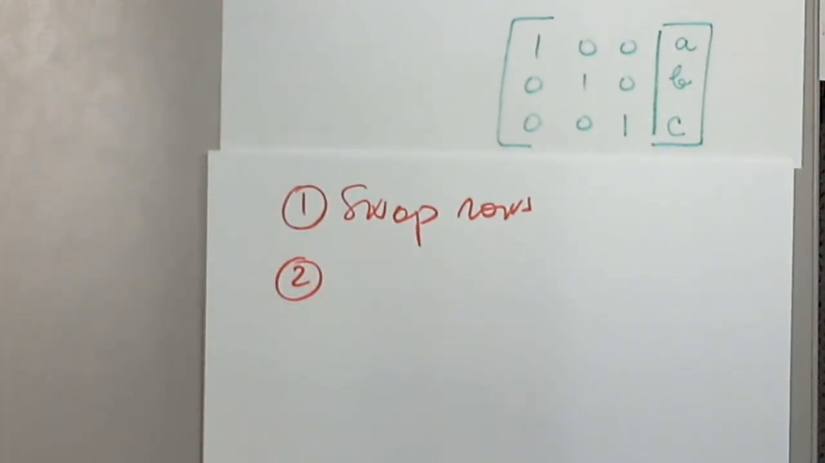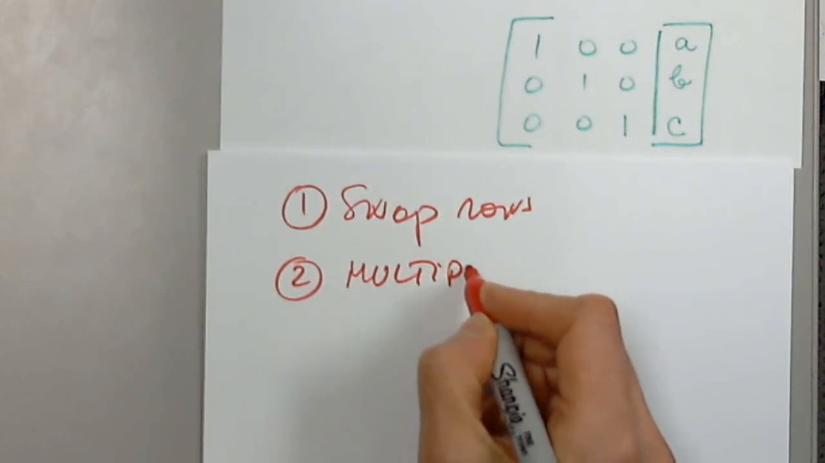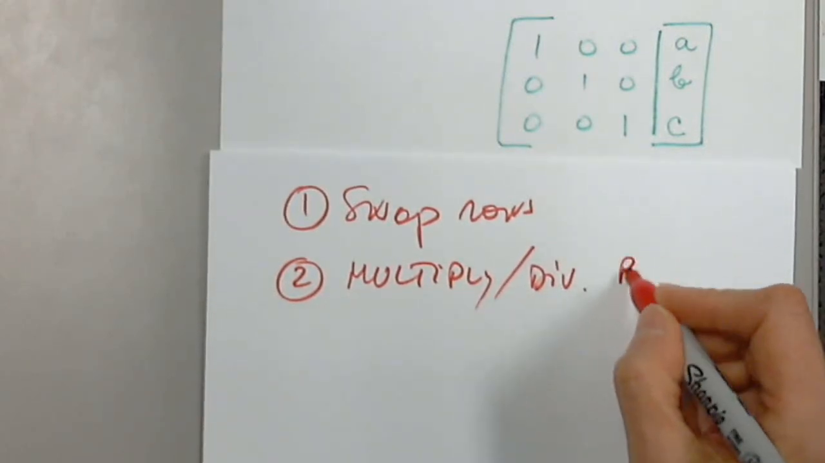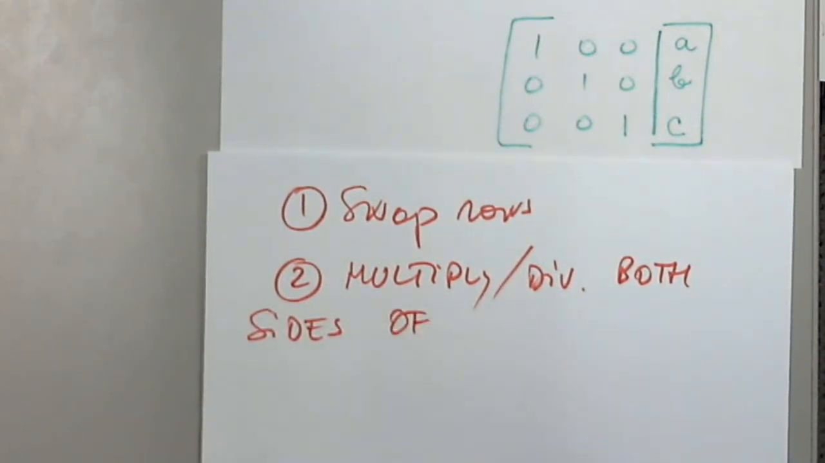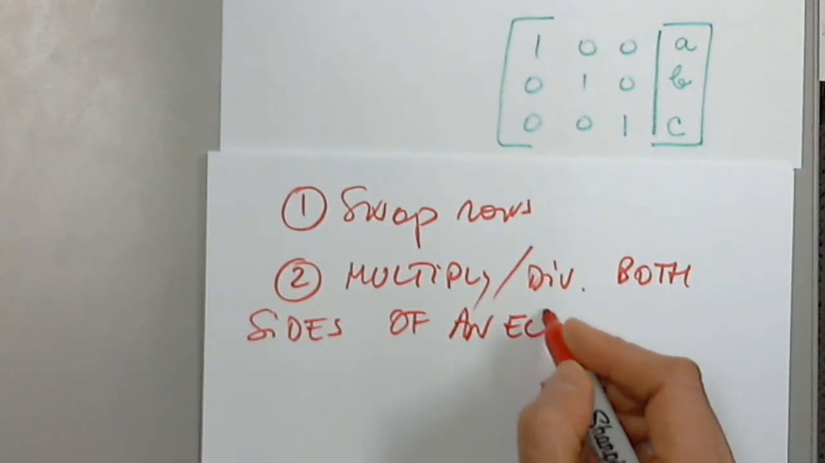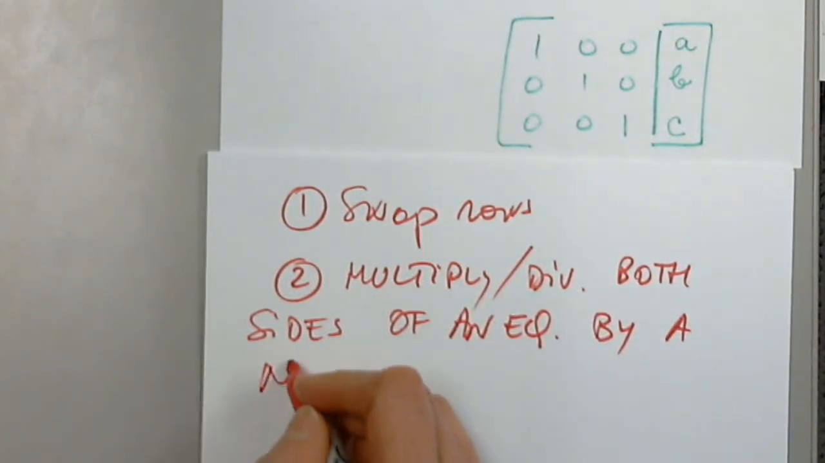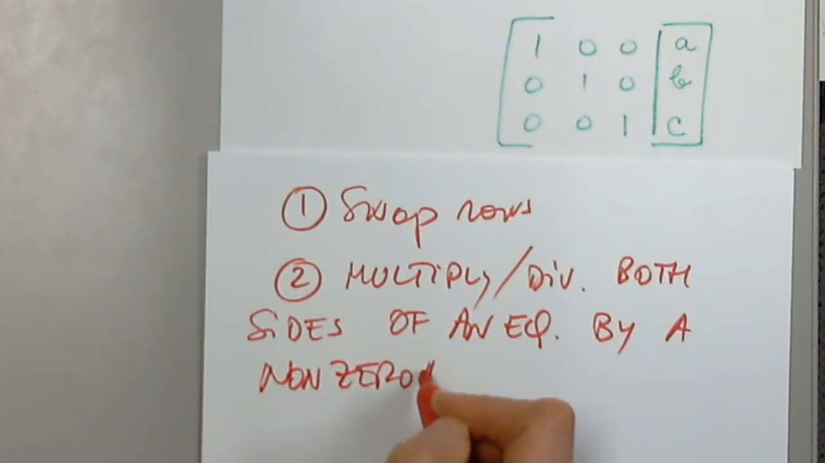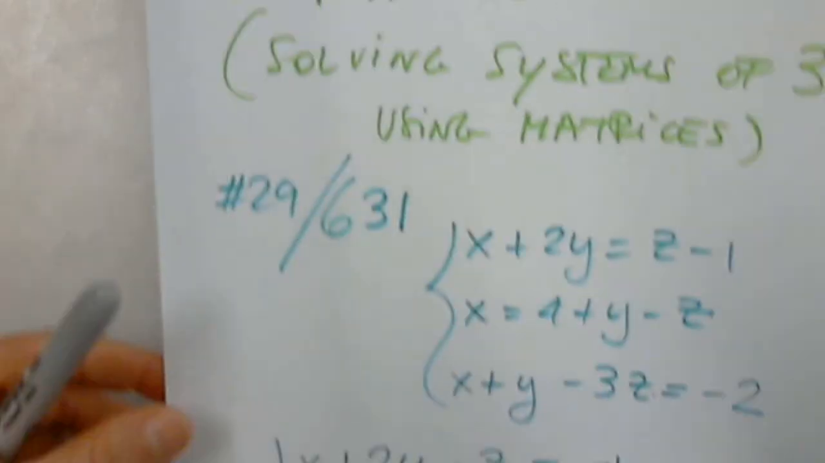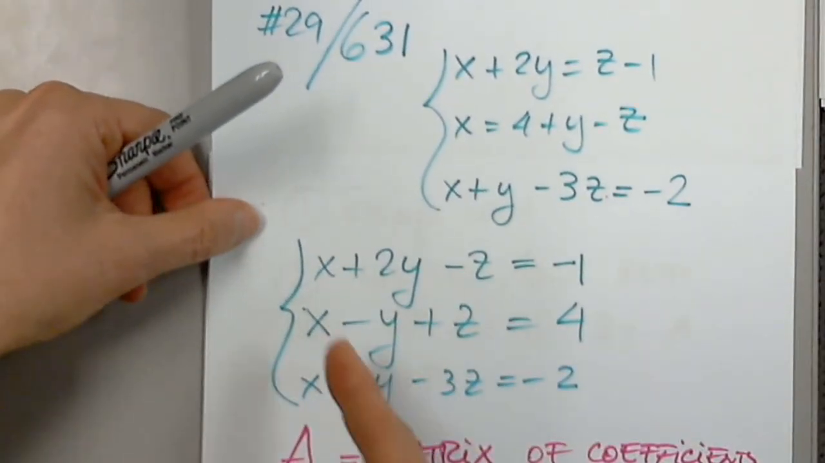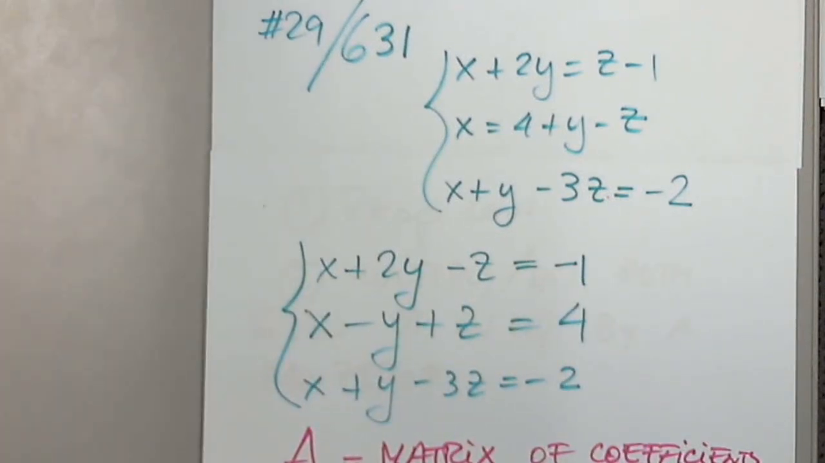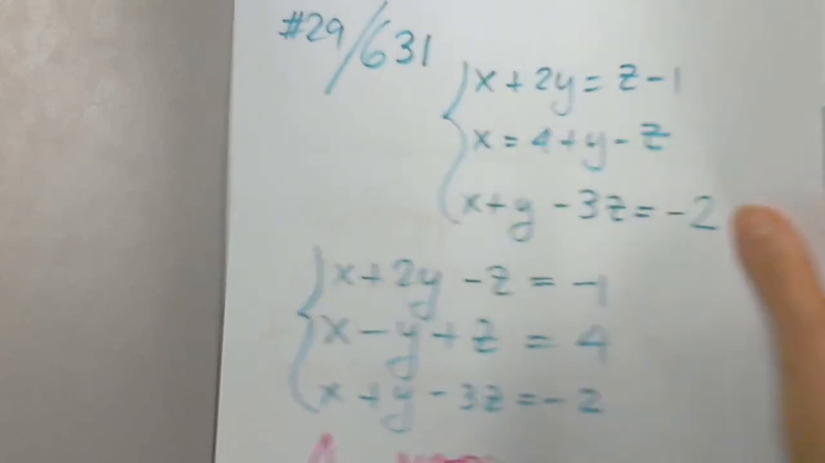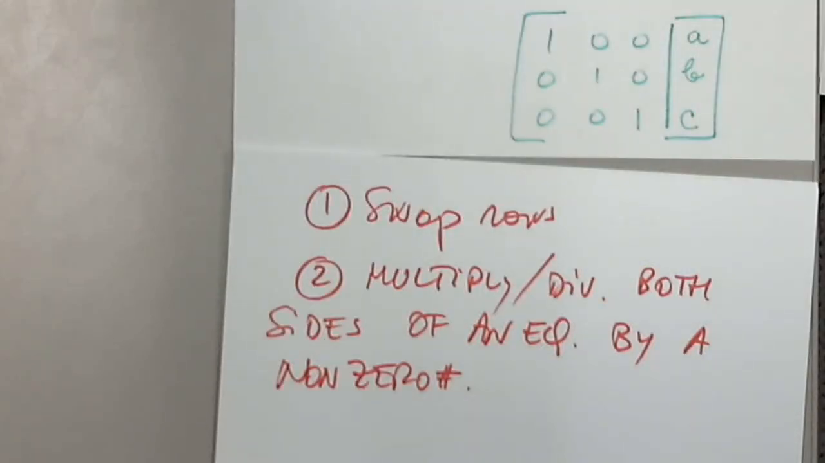Trick number 2. Multiply or divide both sides of an equation, of any equation in the system, by a non-zero number. So here's the question. If I go back to the original system, and if I decide for whatever reason to multiply both sides of this equation by 5, will I change the solution? No. And last one, and then I'll stop. Any real number that's not 0? Yes.